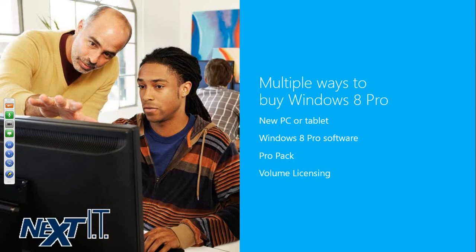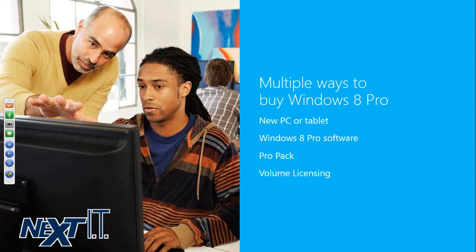The second way you can buy it is you can just buy the software. You buy Windows 8 Pro software, put the CD in your machine and upgrade to Windows 8. With the Pro Pack, if you have certain versions of Windows 8, you can register online, download, and upgrade your version to the next version up.